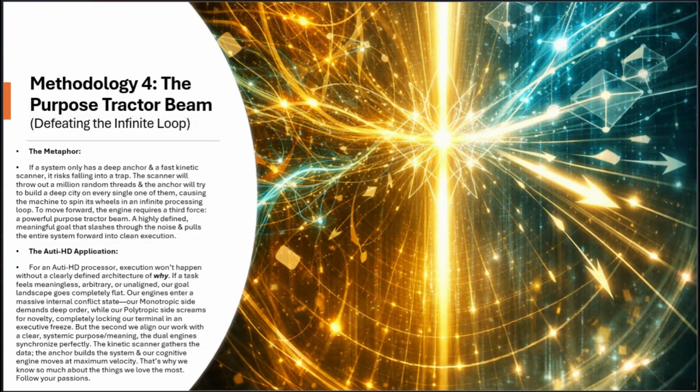Methodology 4. The purpose tractor beam. Defeating the infinite loop. Metaphor. If a system only has a deep anchor and a fast kinetic scanner, it risks falling into a trap. The scanner will throw out a million random threads and the anchor will try to build a deep city on every single one of them, causing the machine to spin its wheels in an infinite processing loop. To move forward, the engine requires a third force, a powerful purpose tractor beam. A highly defined, meaningful goal that slashes through the noise and pulls the entire system forward into clean execution.